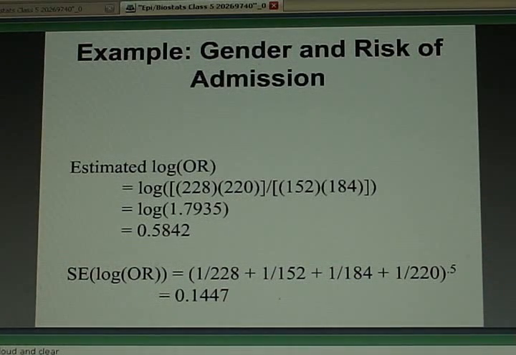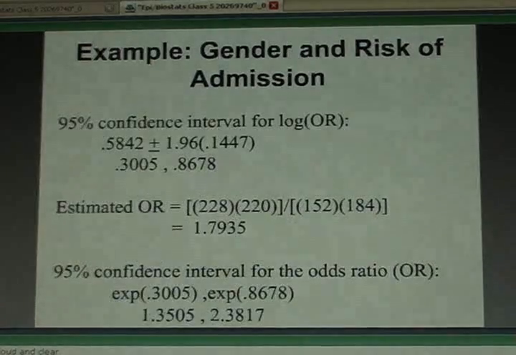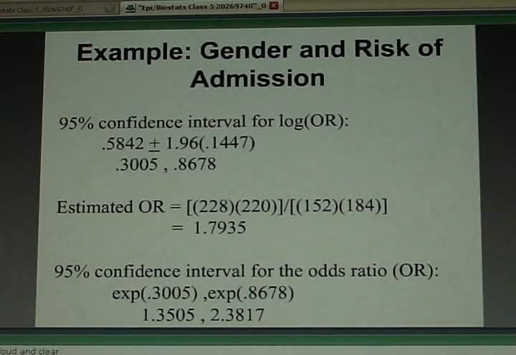It also calculates from that 2x2 table the standard error for that log odds ratio: 1 over 228 plus 1 over 152 plus 1 over 184 plus 1 over 220, adds them together and takes the square root of that, raises it to the 0.5 power, and gets 0.1444.